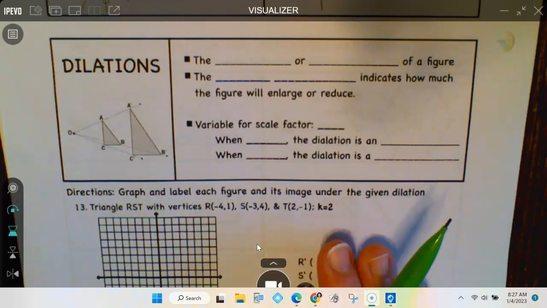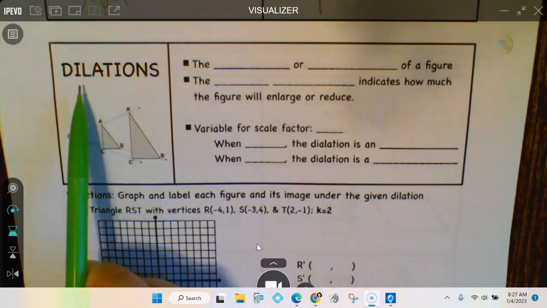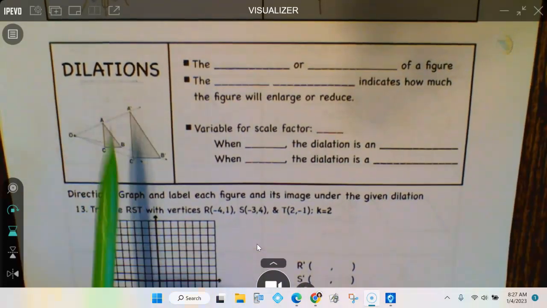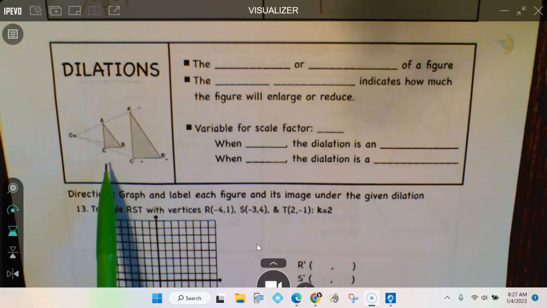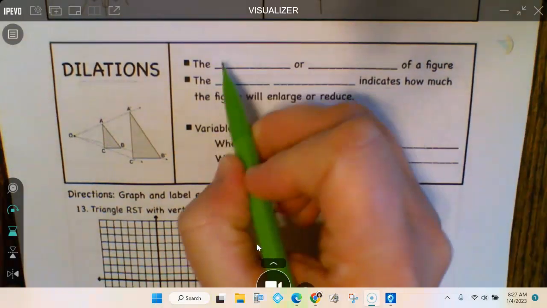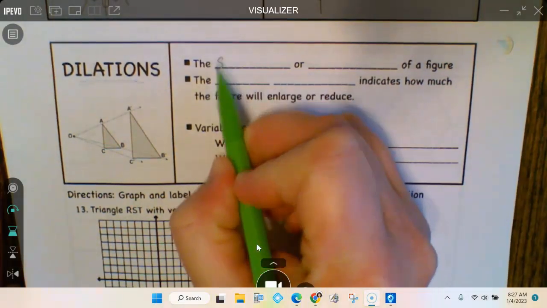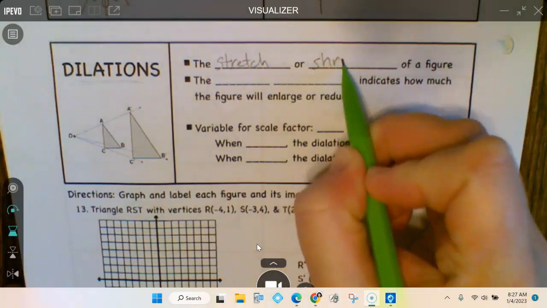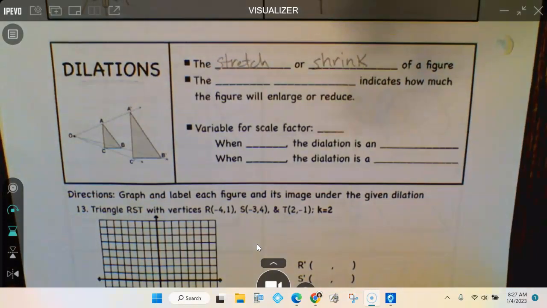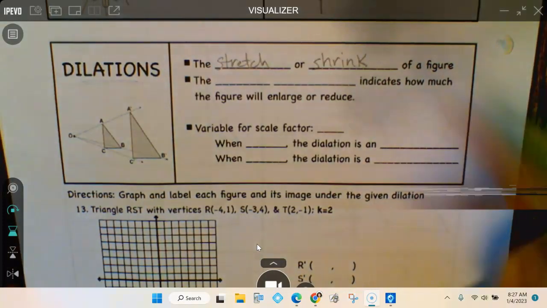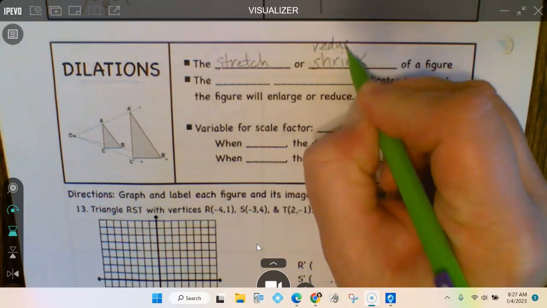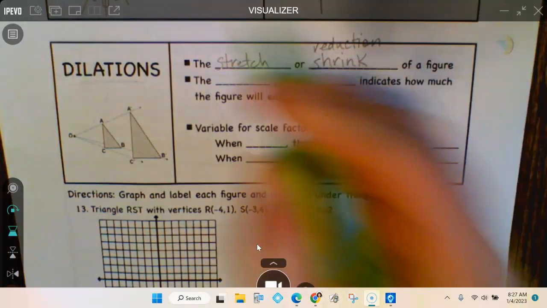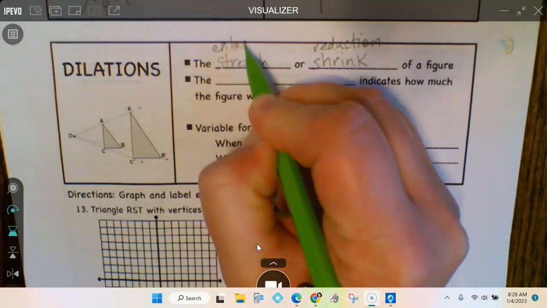Welcome to video 3 of lesson 6.3. This video is going to focus on dilations. And dilations are basically a stretch or a shrink of a figure, also called a reduction or an enlargement.